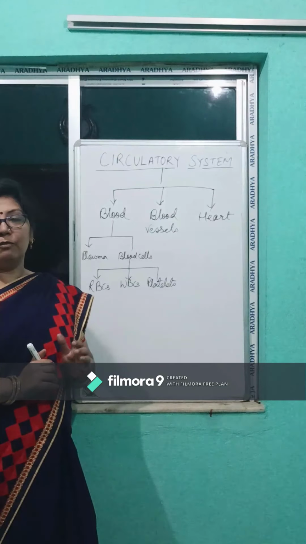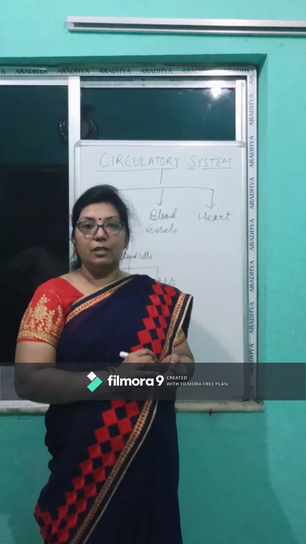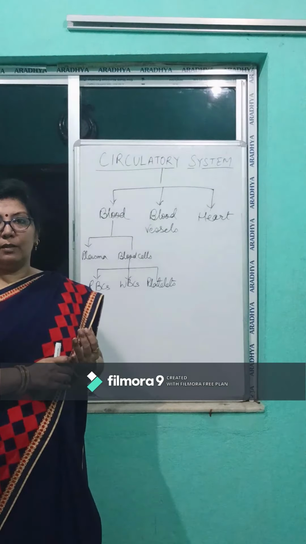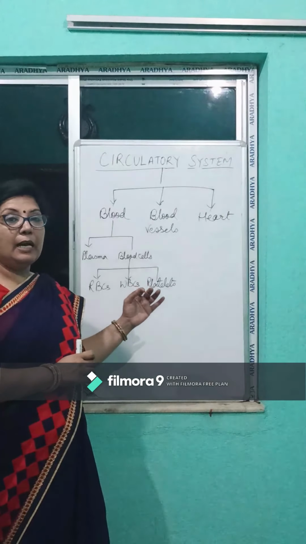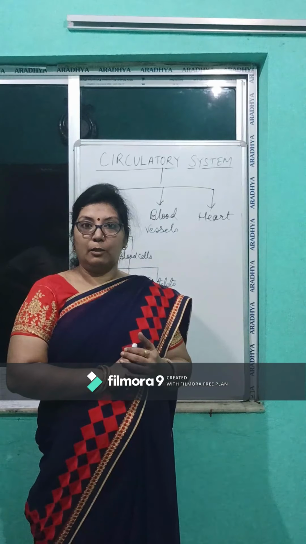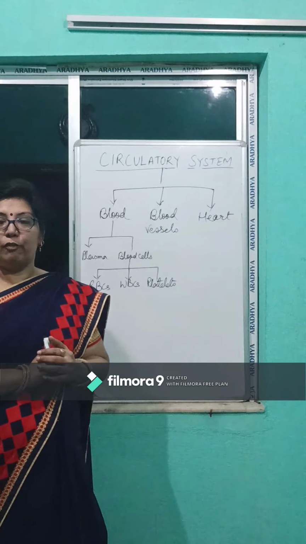It has very important function. If there is any cut or injury in our body, the blood oozes out from the cut part. Platelets help in forming a clot over the cut part, and it stops the bleeding. And thus, it saves the life of a person.